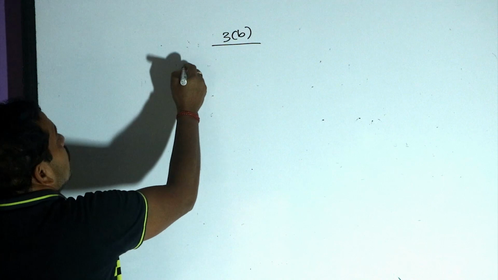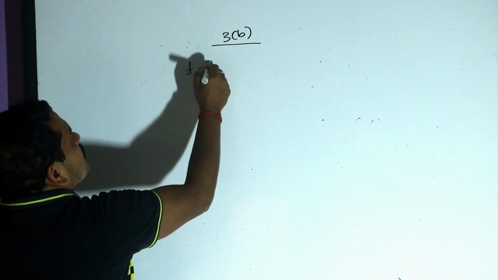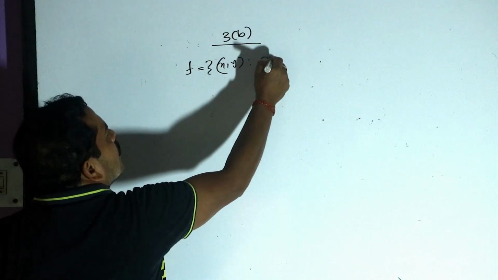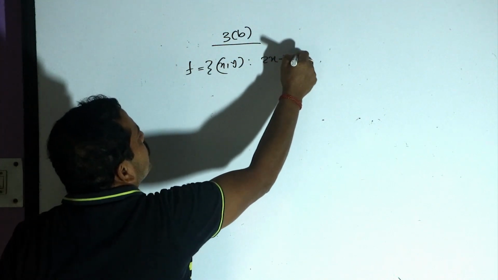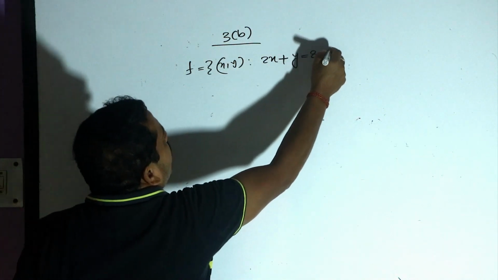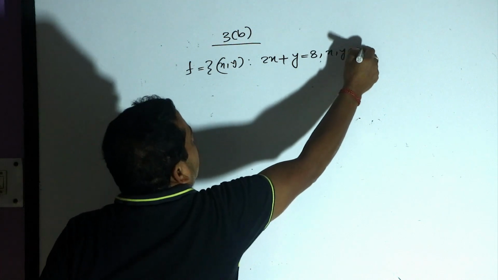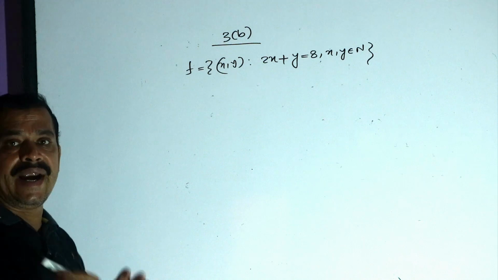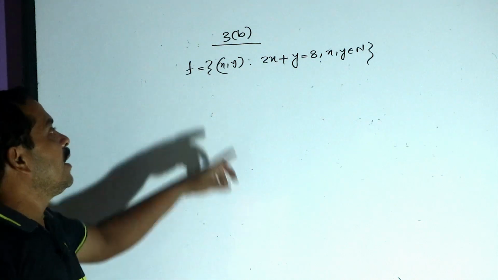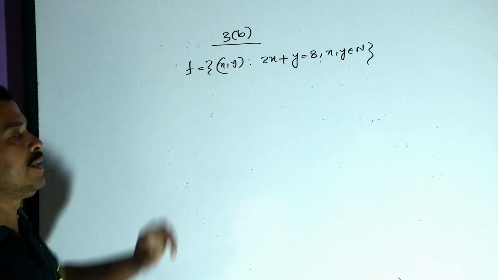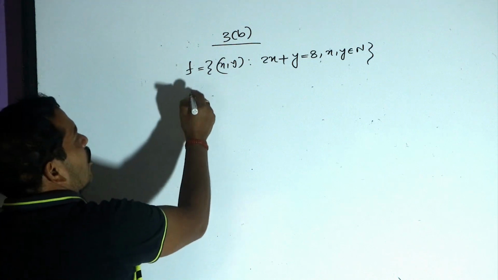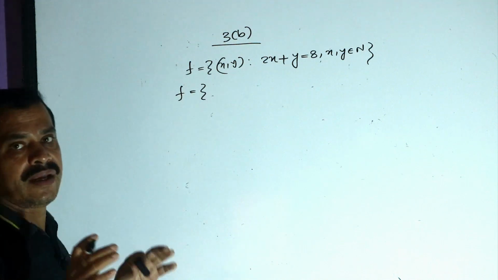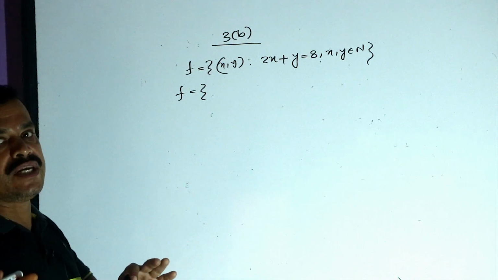For another example, suppose f is {(x, y) such that 2x + y = 8, where x and y belong to set N}. We have been given the condition. We have to find the elements of the relation here. Here the relation is the set f. Then we have to find the order pairs and also find the domain, range, and inverse relations.